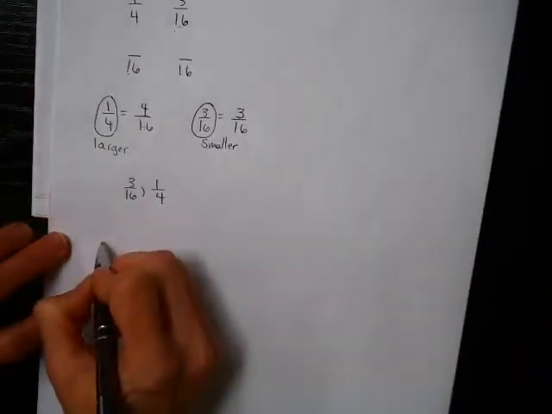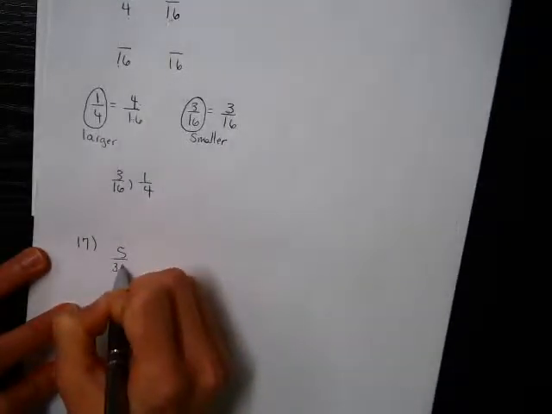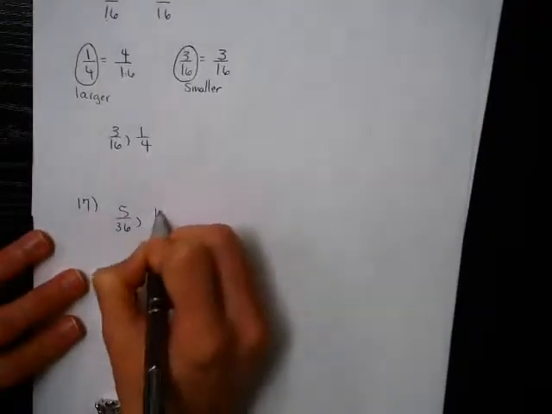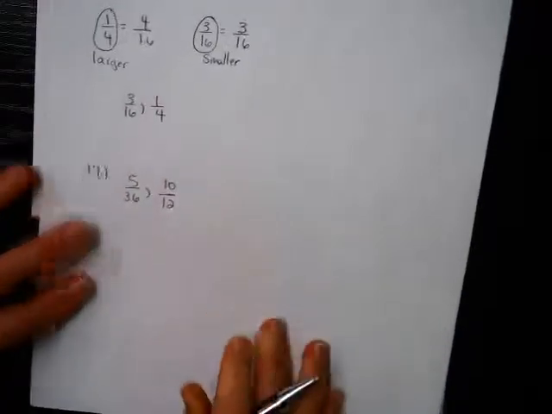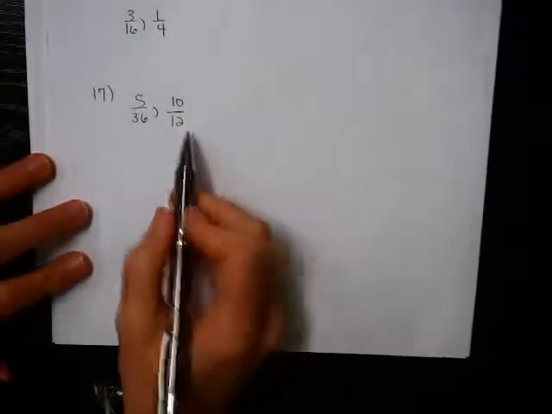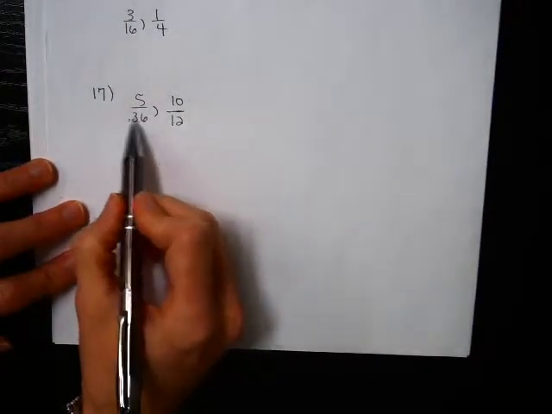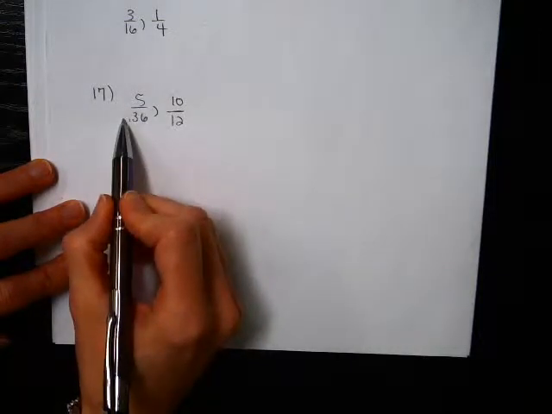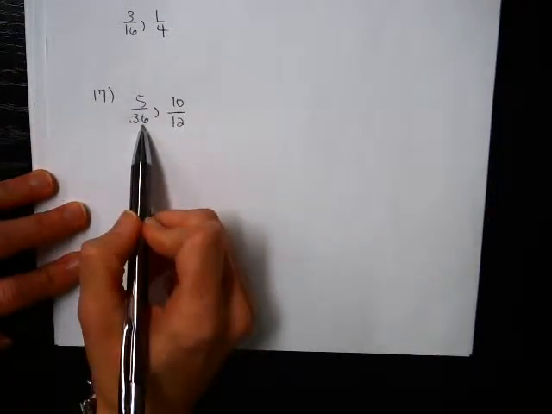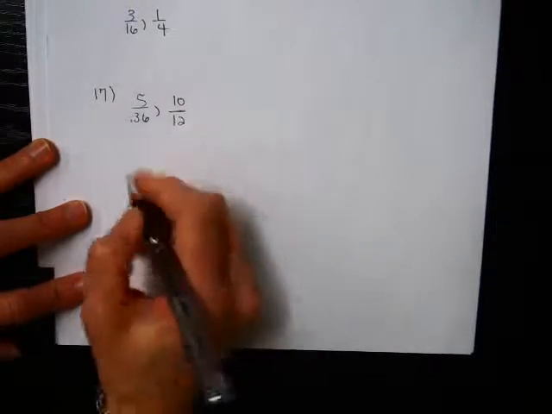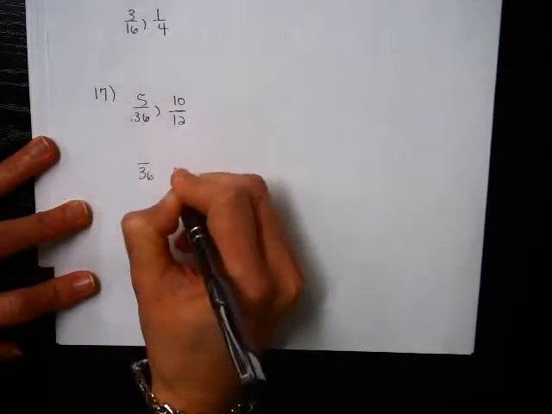Alright, 17, same type question. We want to arrange in order from least to greatest, 5/36 and 10/12s. So we need to find a least common denominator between 12 and 36. So we have to start at 36 at least. Well, will 12 go into 36? It will, so I'm going to use 36.